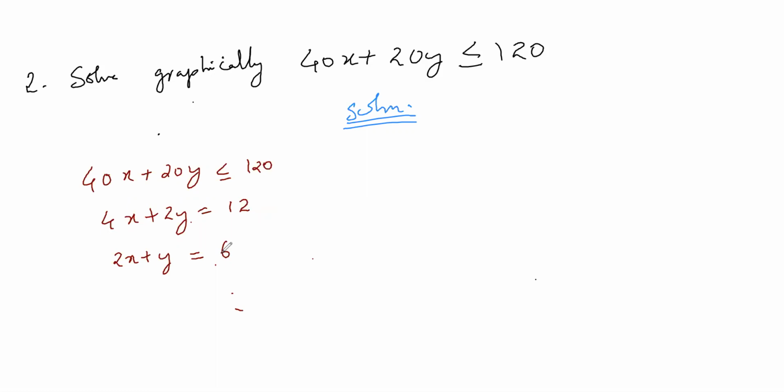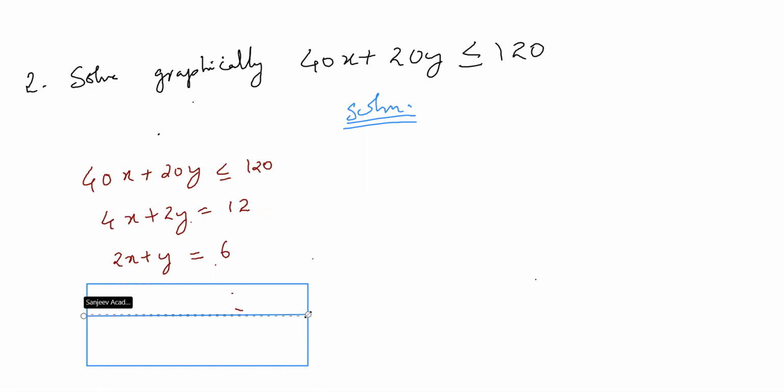Now what I have to do is plot this. If I want to plot it, I'll draw a table with x and y. If x is equal to 0, what value will you get? y is equal to 6. If y is equal to 0, what x value will you get? 3. Done. Simple 8th standard maths will follow here. That's it.